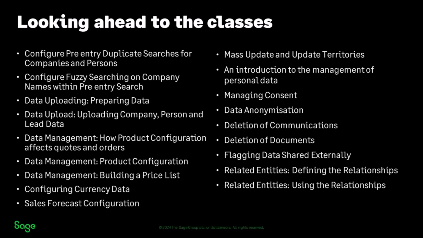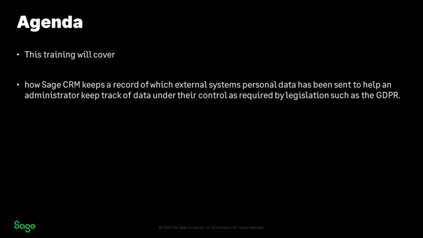In today's lesson, we're going to be looking at the topic surrounding the way in which we understand how data has come into the system and how do we audit where that data goes. And in particular, we're going to be thinking about the personal data that an administrator needs to keep track of as they're working out where data has left Sage CRM in order to go to another system or how it's been synchronized with another system.